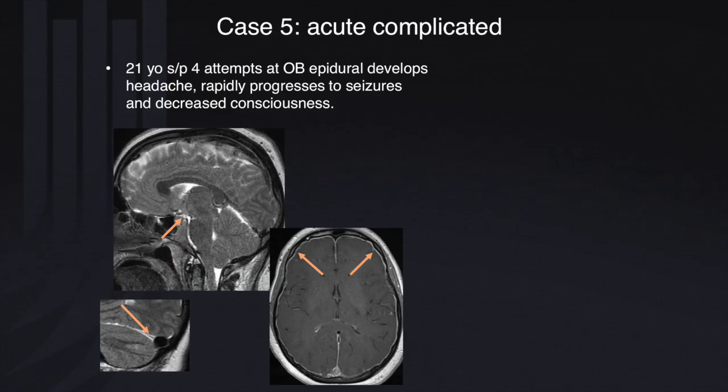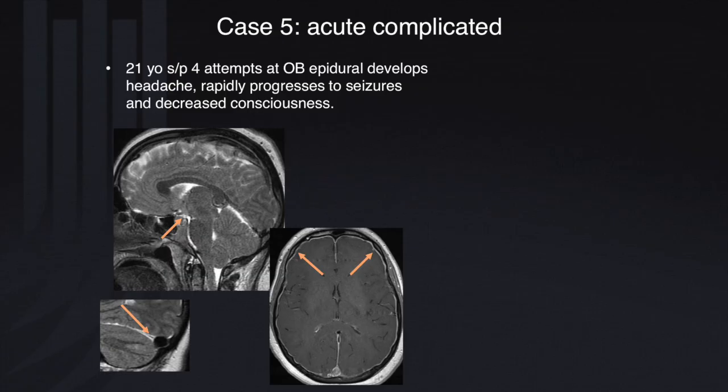In case number 5, this is acute complicated. So this is a 21-year-old, and she had 4 attempts at OB epidurals for childbirth, and then ended up with a really bad headache. So they tried 4 times. And she was a larger person, so I think it was a hard epidural placement for OB for childbirth. What ends up happening with her is she rapidly progresses to seizures and decreased consciousness. And so this is a scenario where she ends up getting the MR after that.